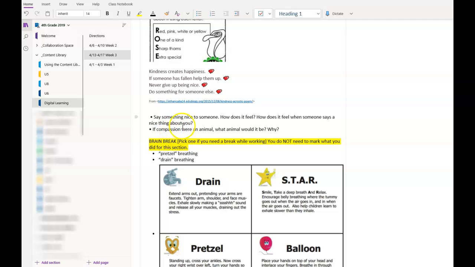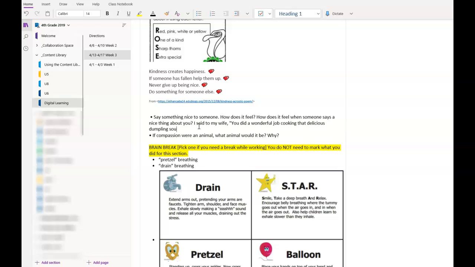All right, our next one, say something nice to someone. How does it feel when someone says a nice thing about you? So say something nice to someone. How does it feel? So I said to my wife, and I put what I said in quotation marks, "You did a wonderful job cooking that delicious dumpling soup." And then I just end it with a thank you.